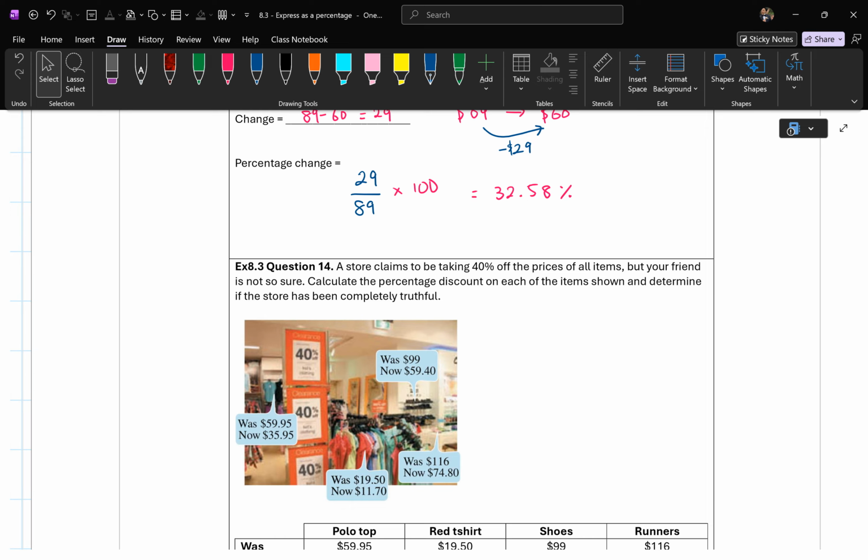That's actually question 14. Just in case you couldn't see it, I printed it out so it's a bit bigger for you to see. A store claims to be taking 40% off the prices. So all of these went from $99 to now $59.40, $59.95 down to $35.95, $19.50 to $11.70, and then $116 to $74.80. Is it true that all of it is actually 40%? True or false? And then back up your claims. That's what question 14 is.